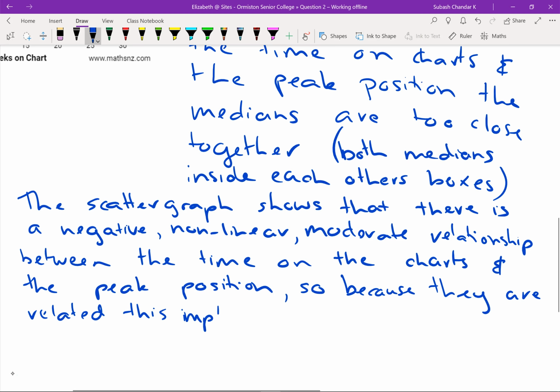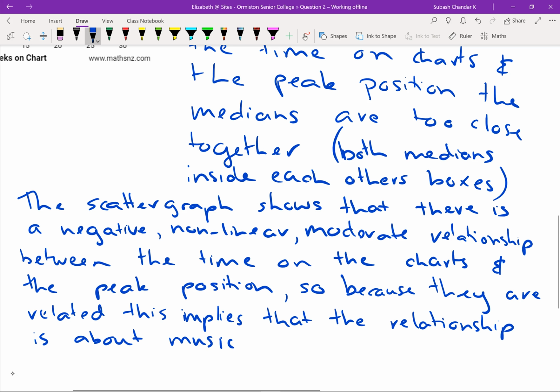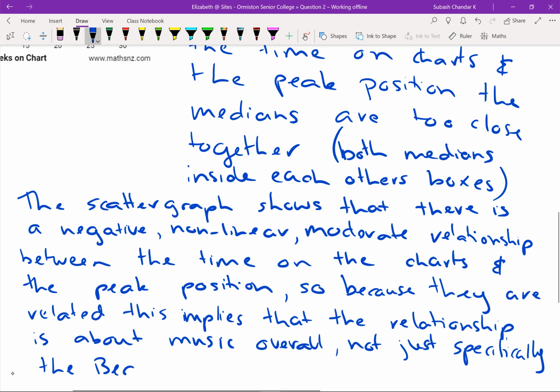that the relationship is about music overall, as opposed to just the Beatles or just the Rolling Stones. So this relationship is more about music and any songs and the time it spends on the charts and its position. The relationship is more due to that population as opposed to this particular sample of the Beatles or the Rolling Stones. Okay, so it implies that the relationship is about music overall, not just specifically the Beatles and the Rolling Stones.